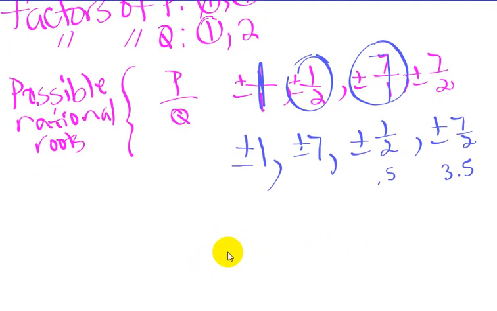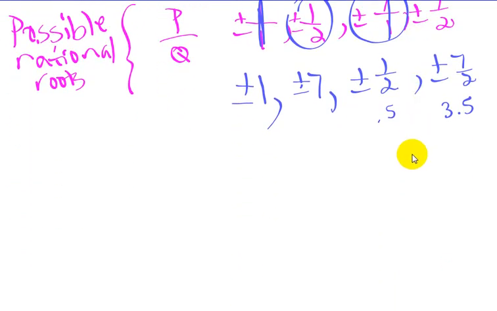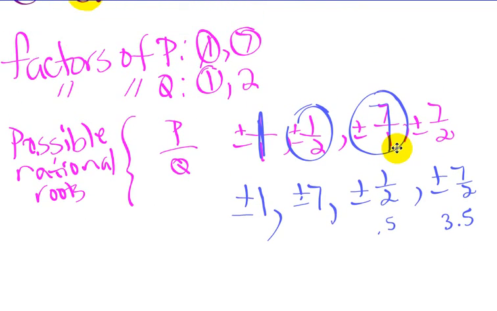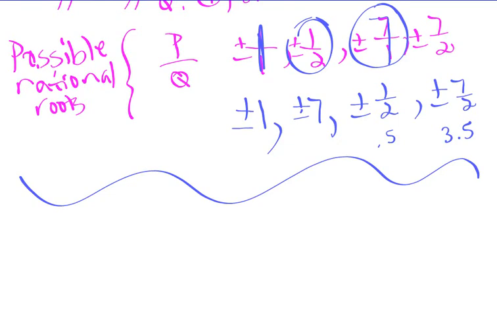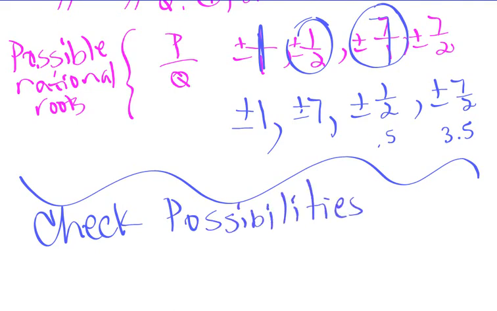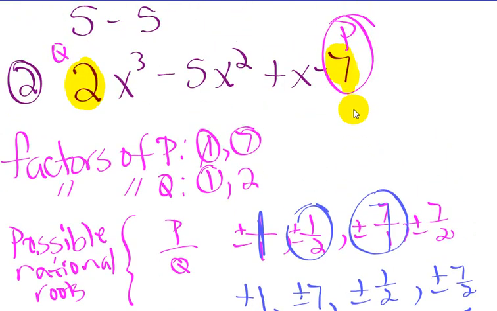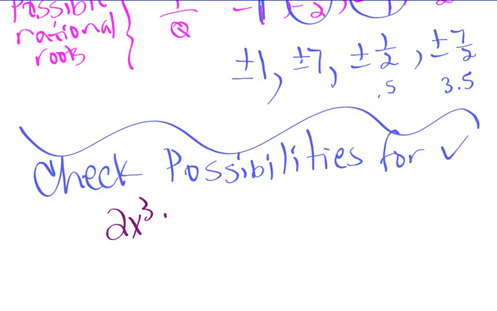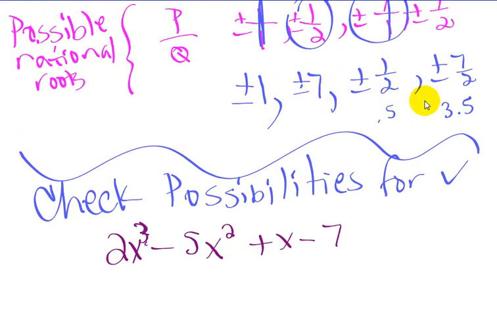So now let's plug each one of these into the original equation and see if we get a 0. That's our rational root theorem. So now we're going to check the possibilities for a 0 solution. So we're going to get 2x cubed, let me write this again, minus 5x squared plus x minus 7.